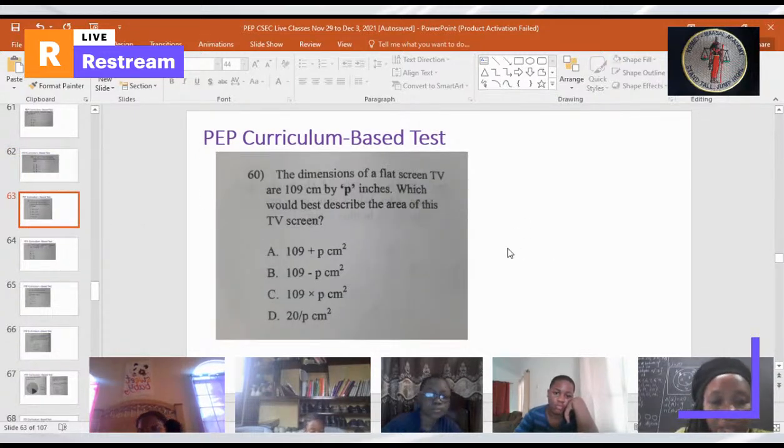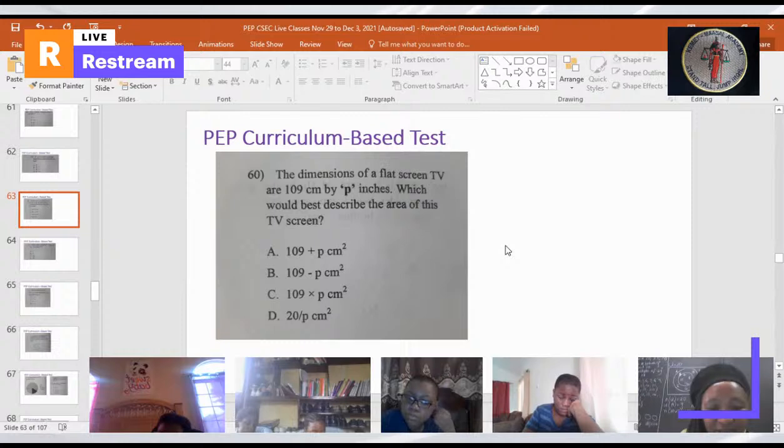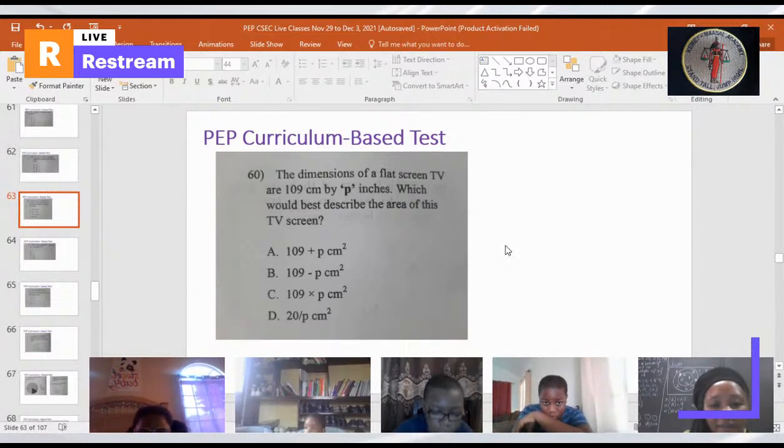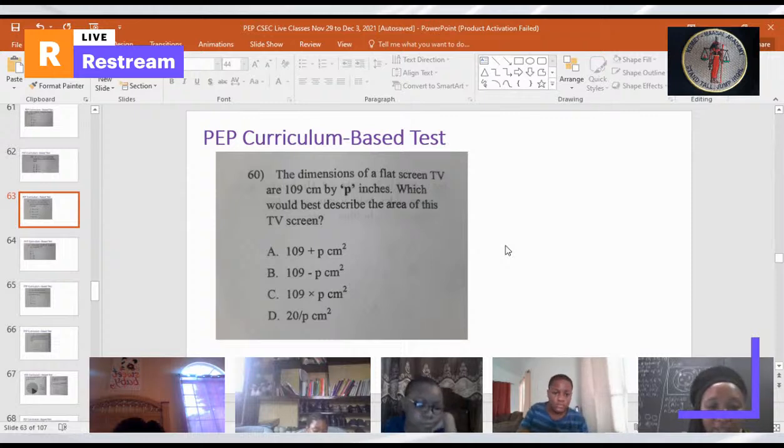Number 60. The dimensions of a flat screen TV are 109 centimeters by P inches. Which would best describe the area of the TV screen? I actually think there is an error with the inches there. I think it should be centimeters, not inches. All right, so if we want to find the area, what would it be?